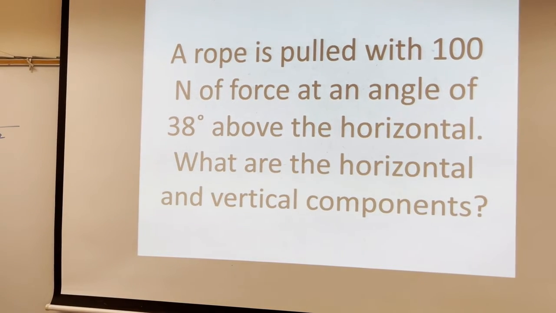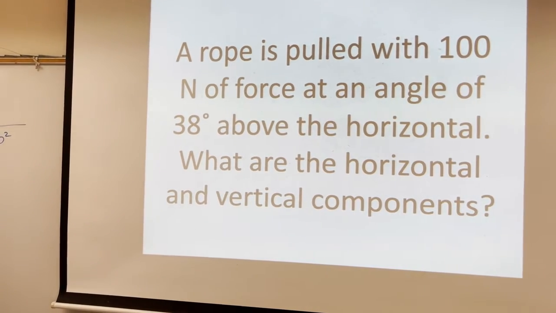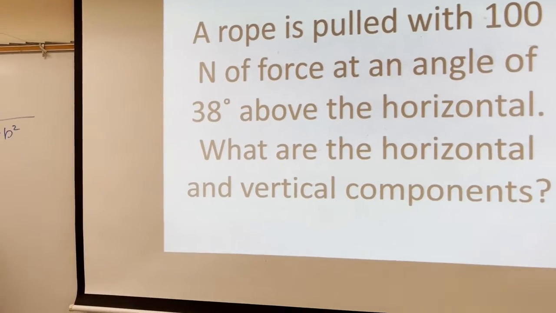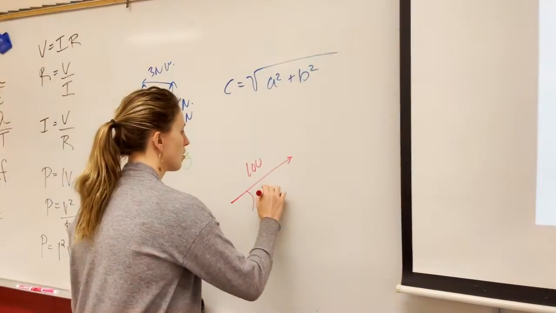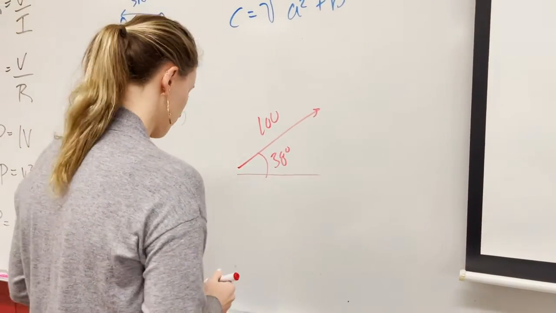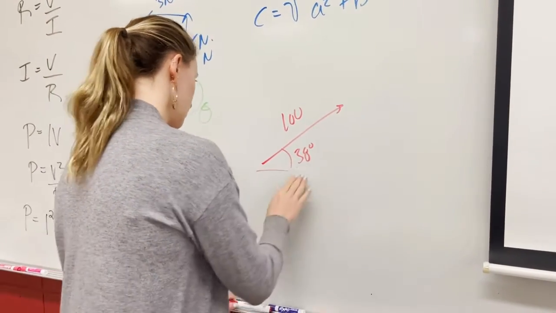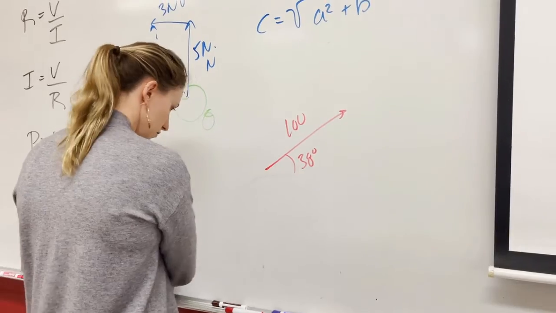A rope is pulled with 100 newtons of force at an angle of 38 degrees above the horizontal. So there's our single vector, and it's in newtons.